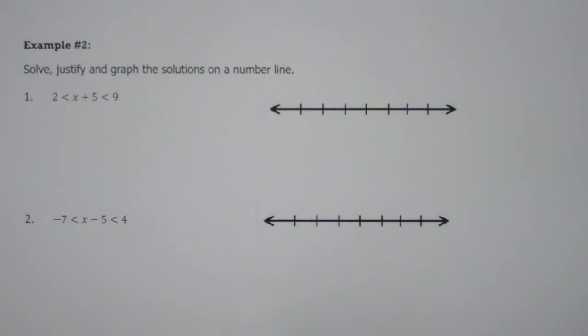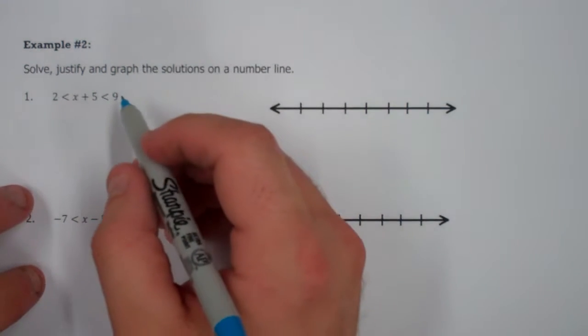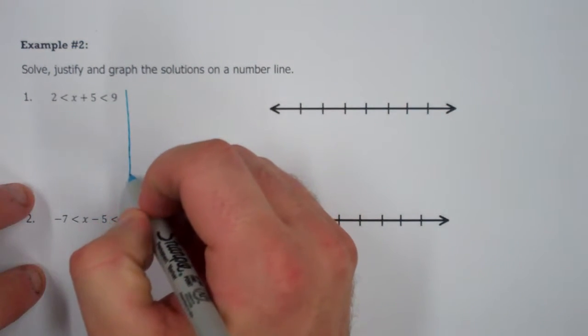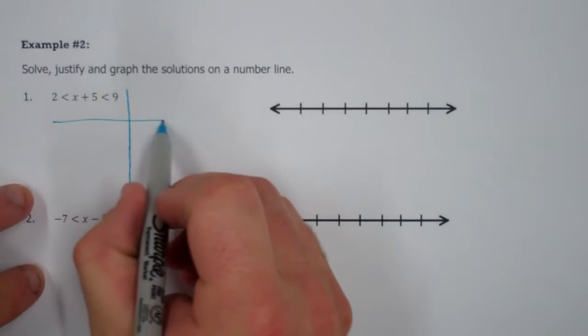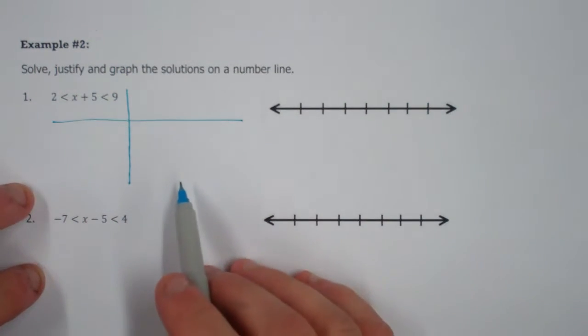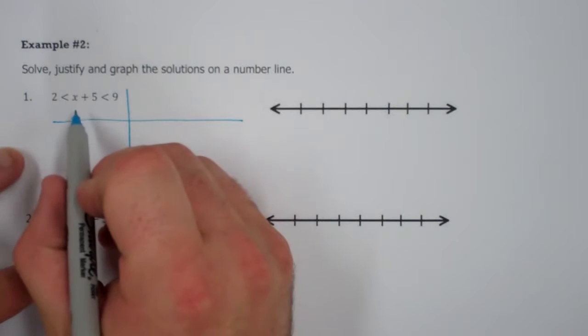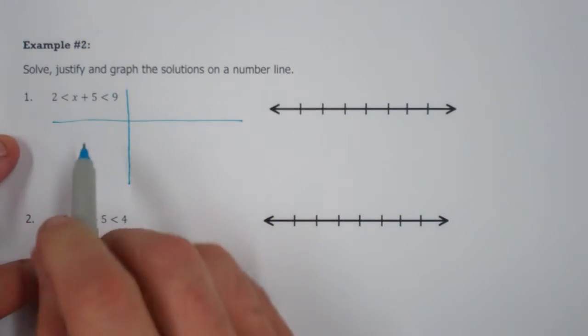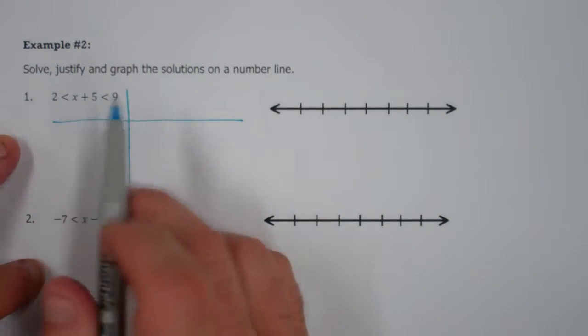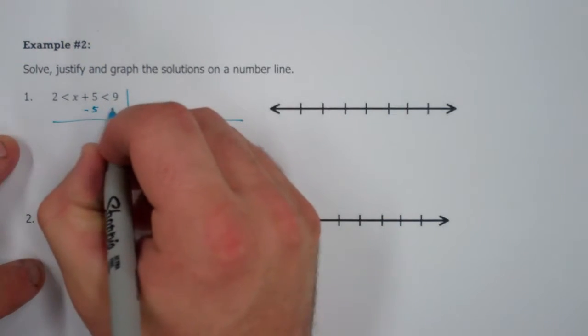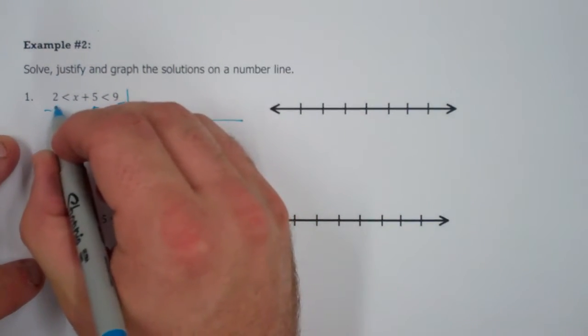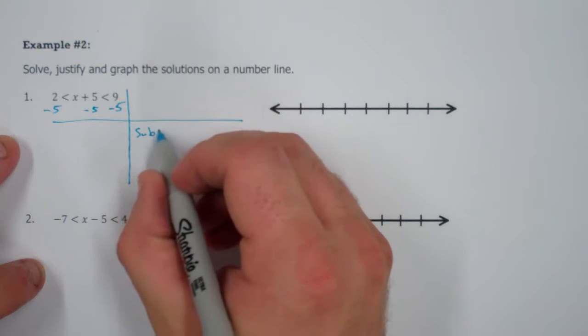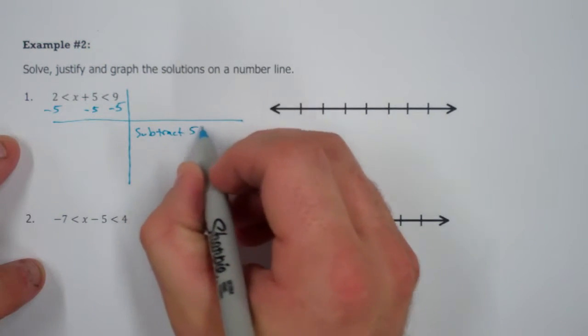In example 2, we need to solve, justify, and then graph the solutions on a number line. I'll justify the first one with you guys, and the rest of them are just the same when you justify. For this one, we're going to look to the middle, and we're going to note that we've got a plus 5 here. So we need to subtract 5 from each part.